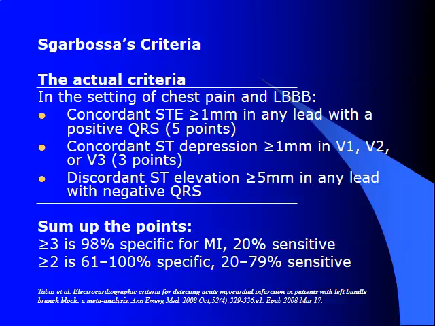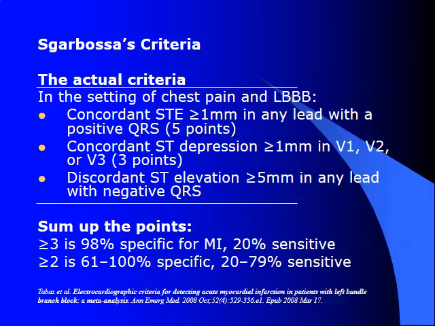So what we say here, using this criteria, as we move on to the next few slides, whenever we add our points up, the first criteria is worth 5 points, the second 3 points, and then 2 points for the third one. Anything greater than or equal to 3 is 98% specific for an MI. Not very sensitive, so it's not very good at ruling out false negatives, but it can help us rule out false positives. So this is what we're really looking for.